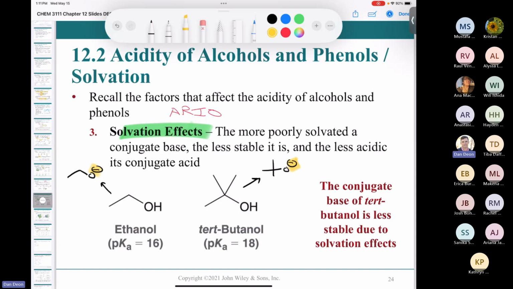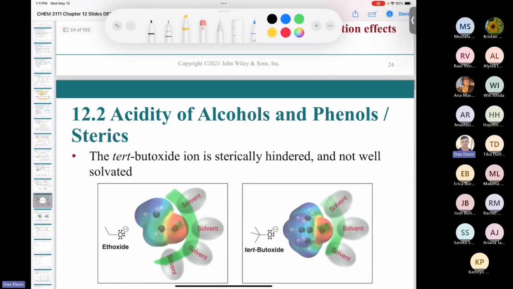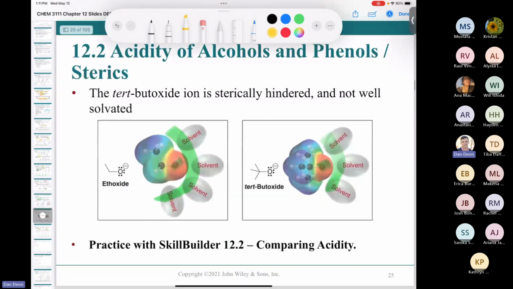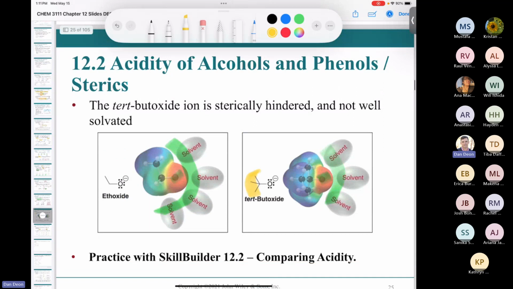There's no inductive effects, and there's no difference in the orbital on which the negative charge is residing. And so we look at solvation effects in that case. And you know that tert-butoxide has all these methyl groups here, and so that makes the oxide more sterically hindered. And so what does that mean? It means that fewer solvent molecules are able to gather around and stabilize that negative charge.